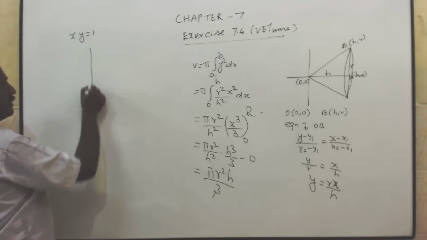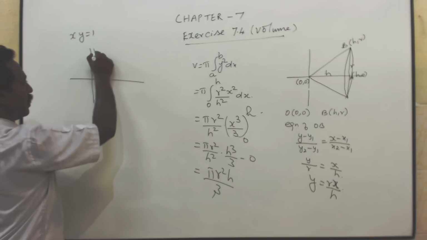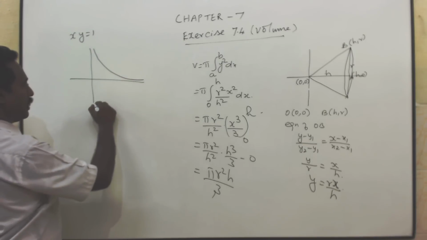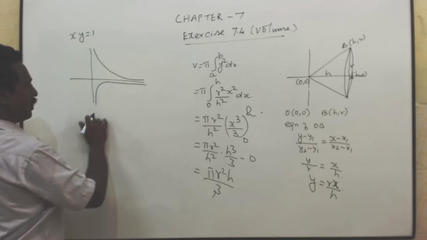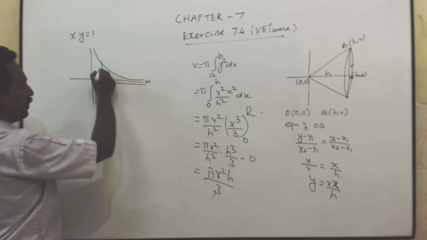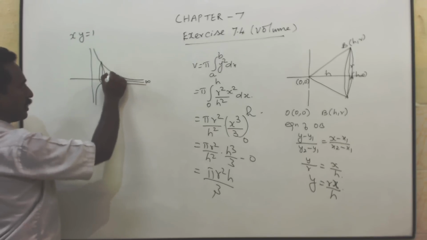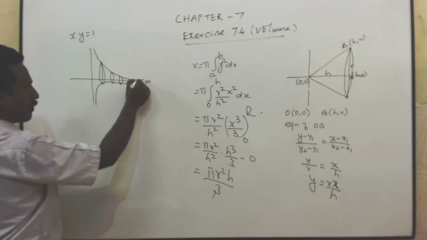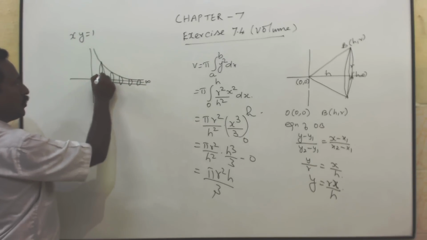xy equal to 1 means it is a rectangular hyperbola, it looks like that. Rotated about the x-axis, it will give another curve. x is equal to 1, we don't know up to infinity, therefore rotated about the x-axis. x is equal to 1.